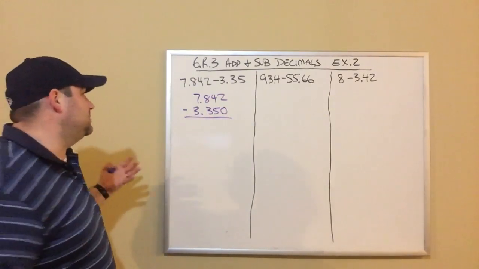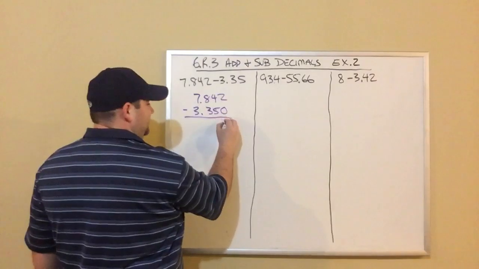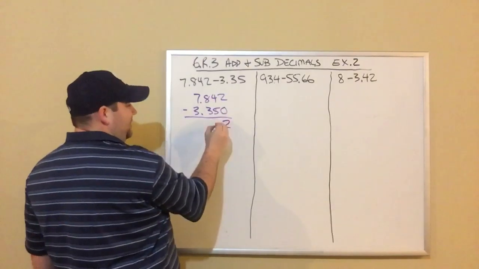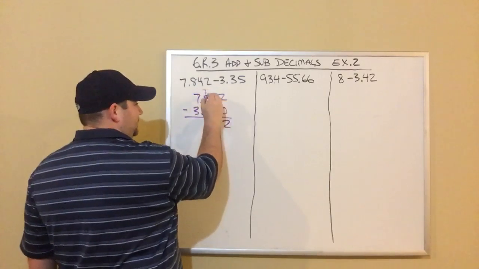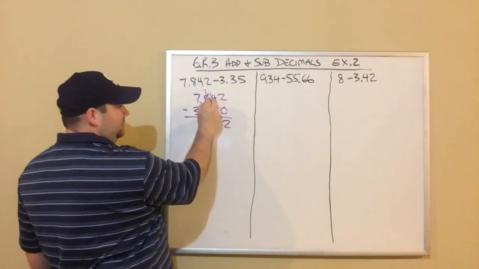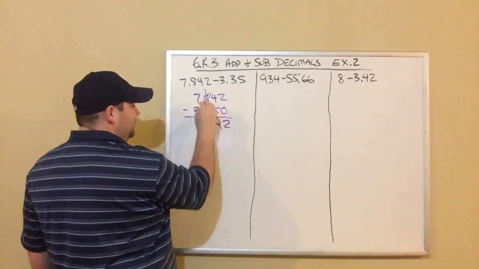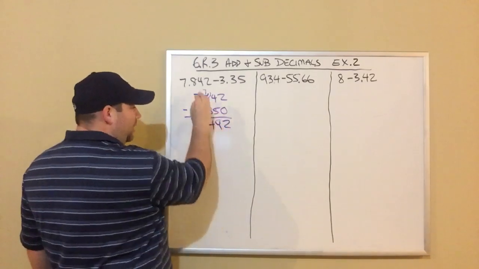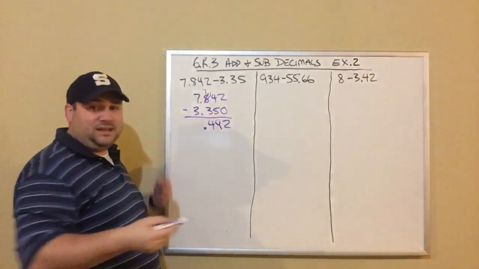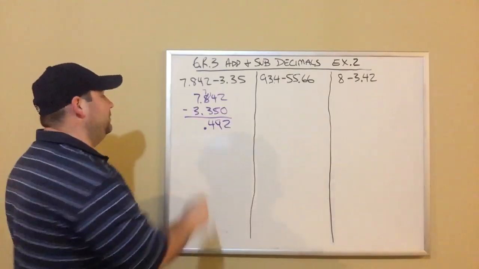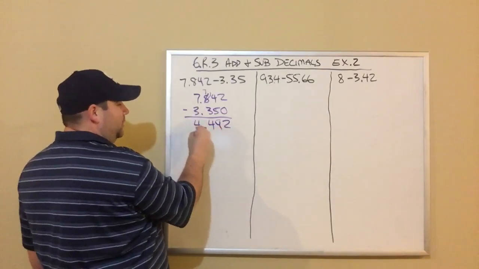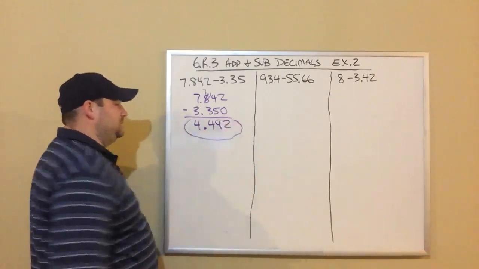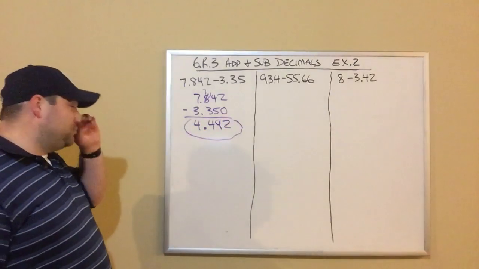So now I'm just going to subtract. 2 minus 0 is 2. 4 minus 5 I can't do. I need to borrow. That 8 becomes a 7. That 4 is 14. 14 minus 5 is 9. I bring down my decimal point just like in addition. You bring that down, line it up. And then 7 minus 3 is 4. So I got 4.492 as my answer.